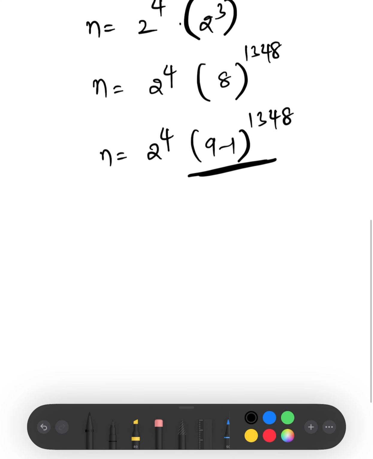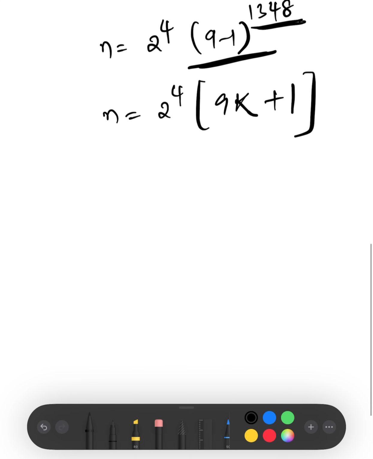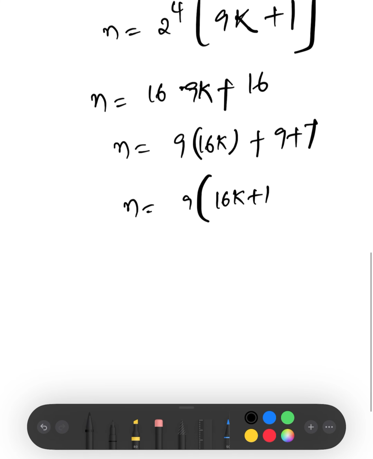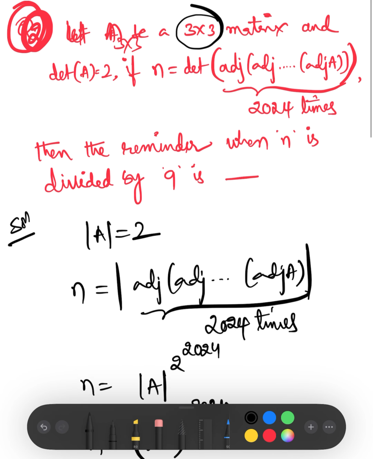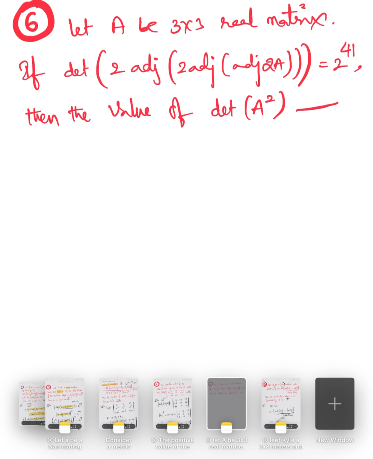Now if you observe this one, it's a multiple of 9 every time except the last value, which is minus 1. Since it is an even power, after expanding the total is a multiple of 9 except the last term, minus 1 whole power 1348, which becomes plus 1. Then it is 16 into 9k plus 16, so n equals 9 times 16k plus, and I can write 16 as 9 plus 7. So n equals 9 times (16k plus 1) plus 7. So this n is divided by 9 with a remainder which is nothing but 7. What is the remainder here? 7. Okay, fine. Students, don't forget to solve the sixth question, which is a very important concept.